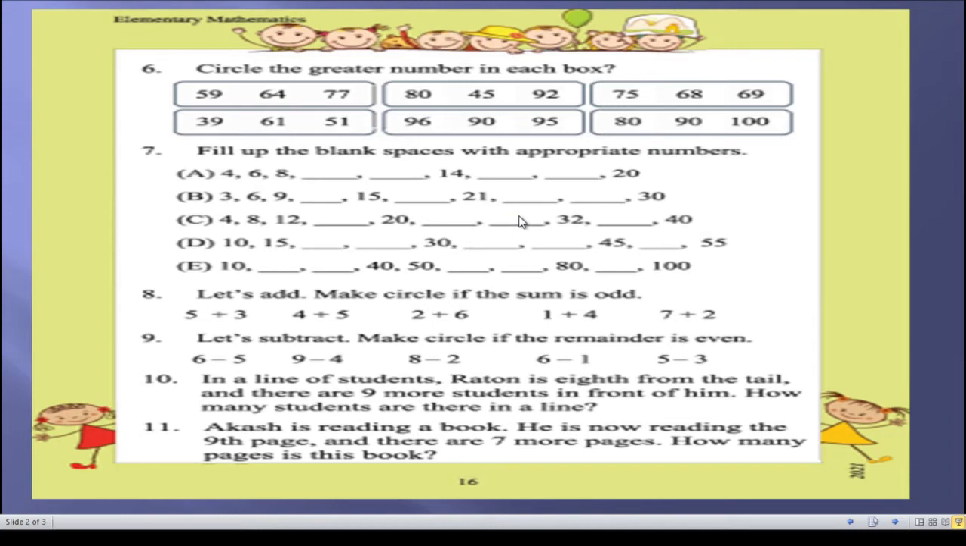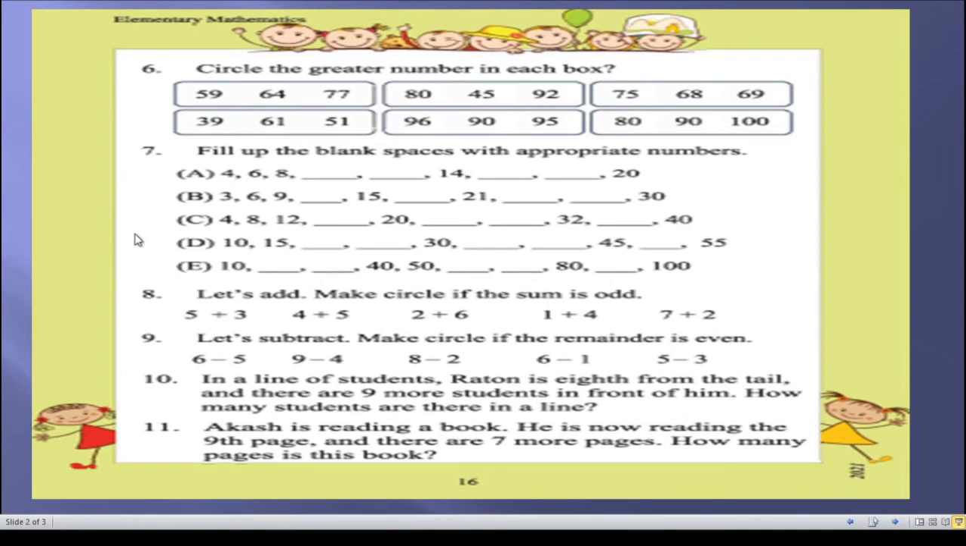28 plus 4 is equal to 32, and here is 32. 32 plus 4 is equal to 36. So the gap will be filled with 36. And at the final level, we can see that 36 plus 4 is equal to 40, and here is the 40.